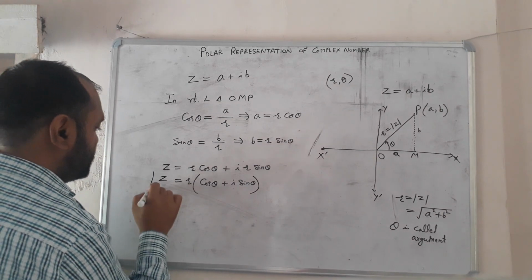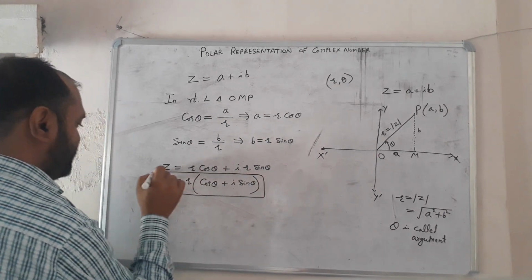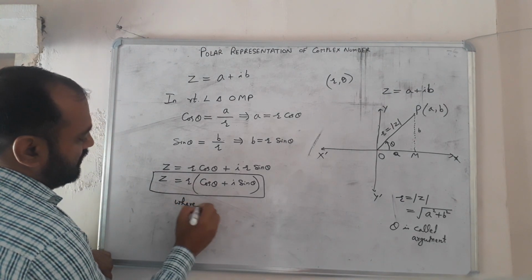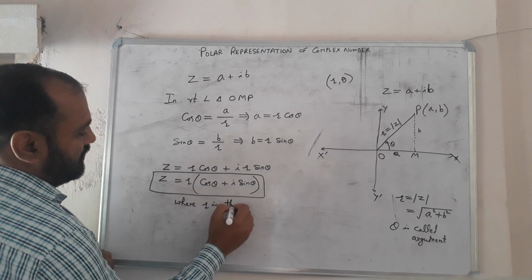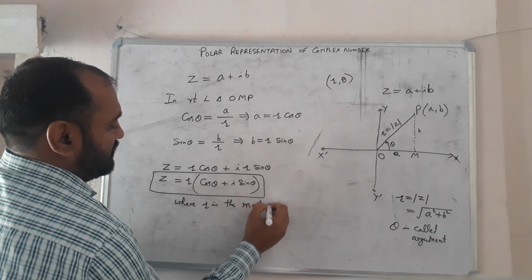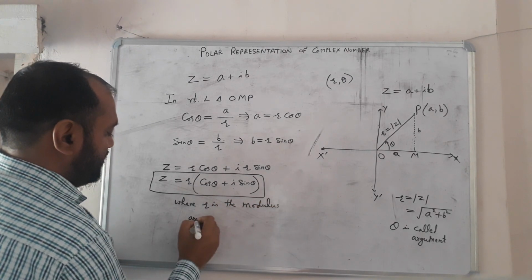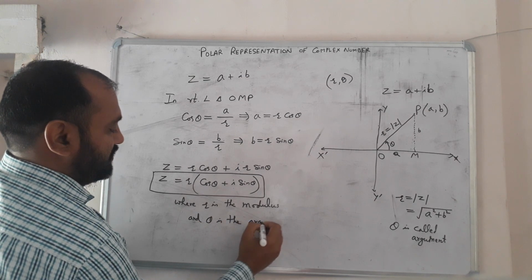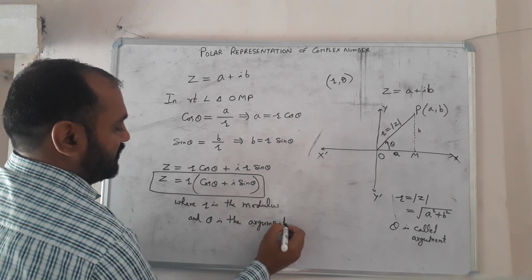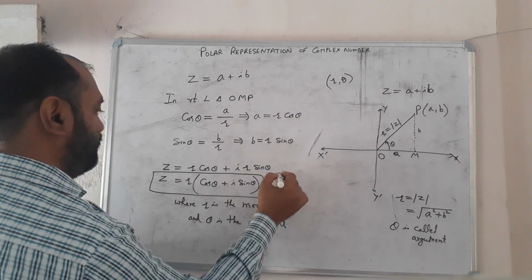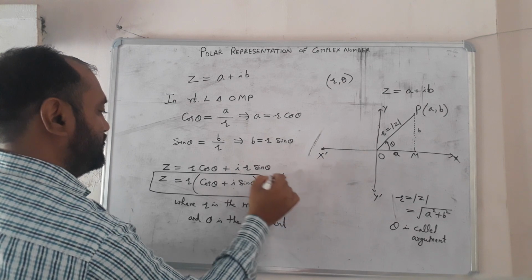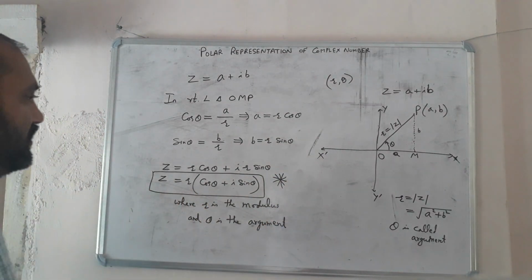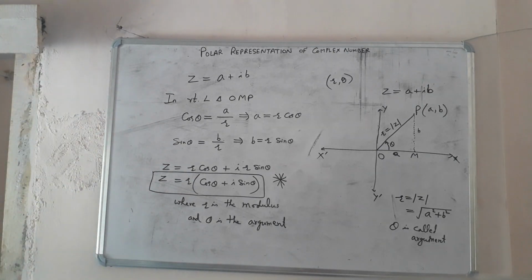So this is called polar representation of complex number, where r is the modulus and theta is the argument, right? So you have to remember this. This is called polar representation of a complex number.